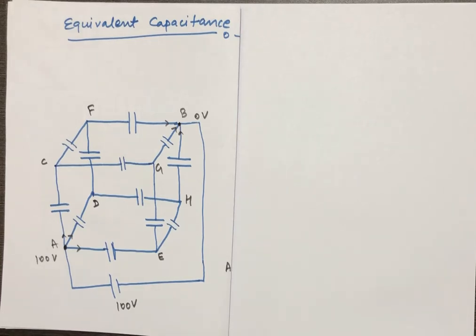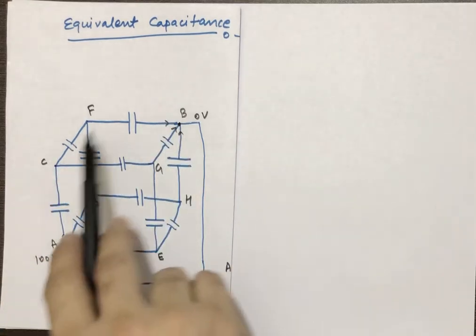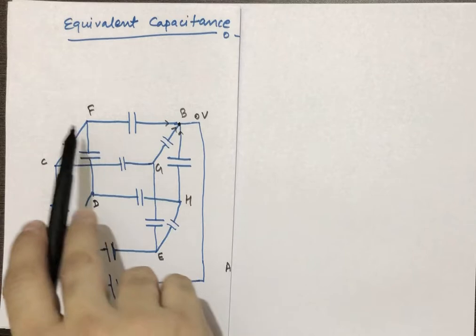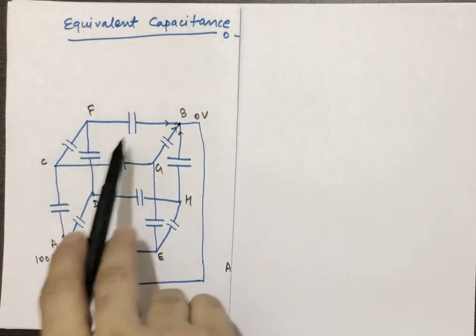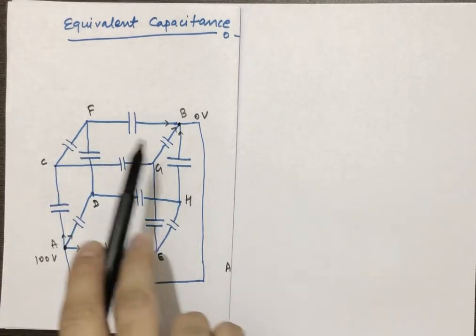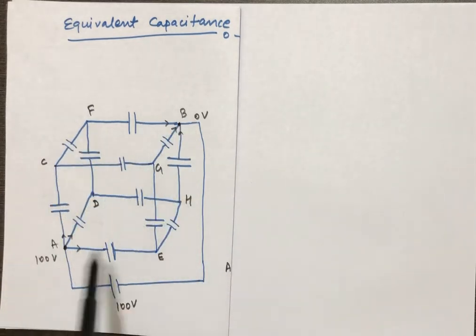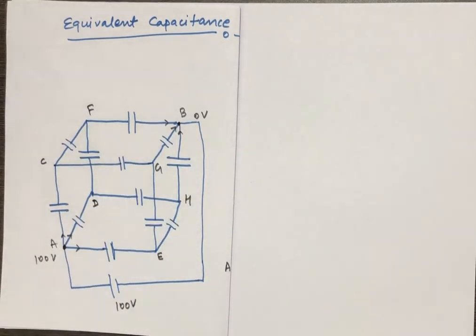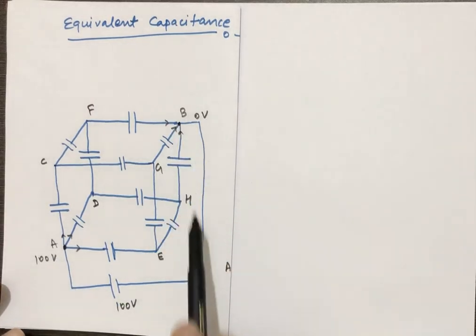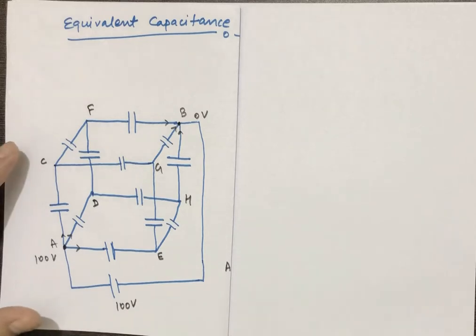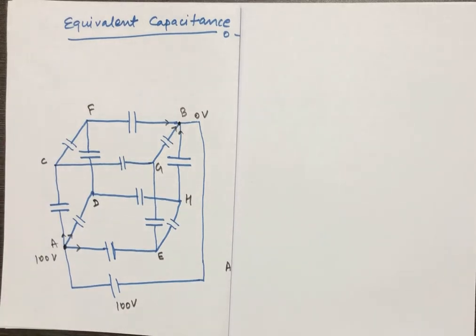So I am going to take my first topic, that is the equivalent capacitance of a cubical wireframe. Here is given the cubical wireframe. Each edge has capacitance C. We are taking capacitors in each branch of this wireframe, and this A point is connected with the battery, and this is the B point. We have to find the capacitance between A and B.